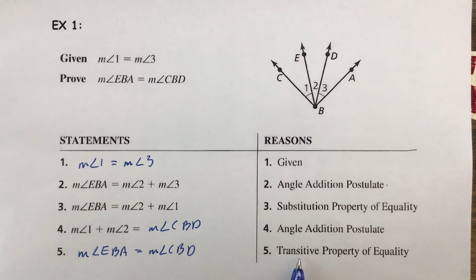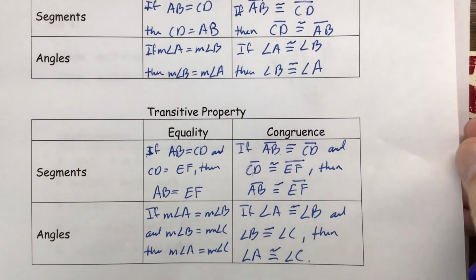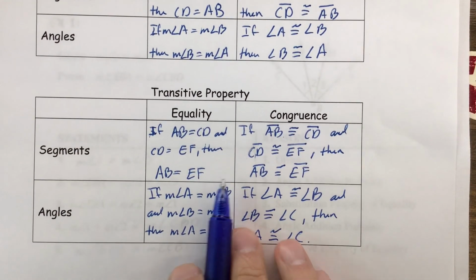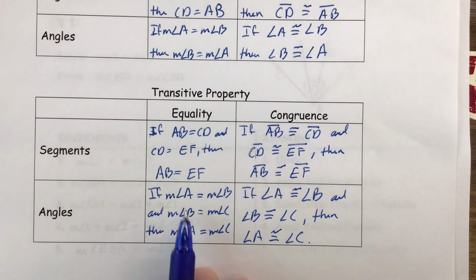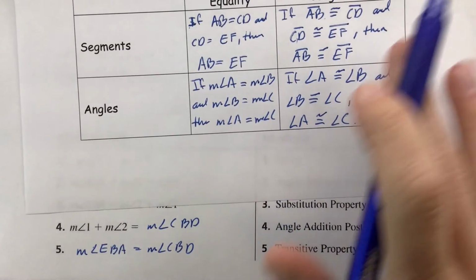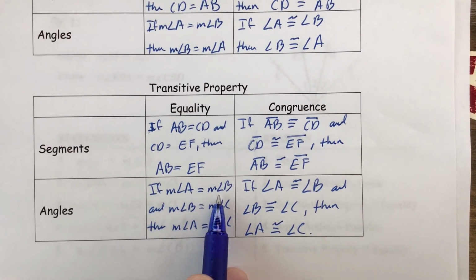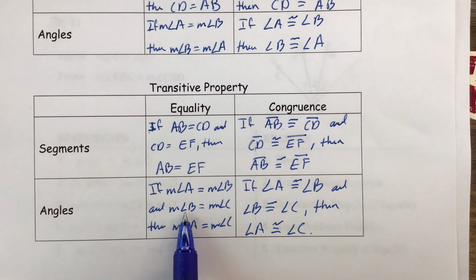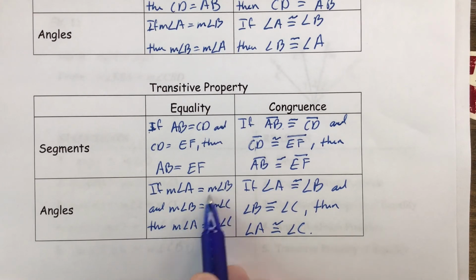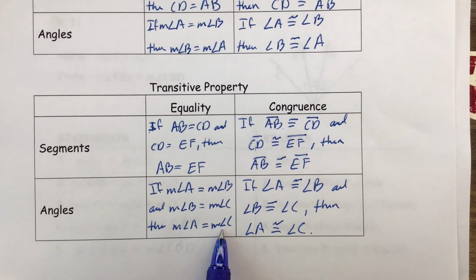We're going to use the transitive property. Remember the transitive property, we just looked at that. Over here, we want to look at the angles part, and I think we're talking in terms of measure. So if the measure of angle A is equal to the measure of angle B, and the measure of angle B is equal to the measure of angle C, we can take out B, and we can just say that the measure of angle A is equal to the measure of angle C.